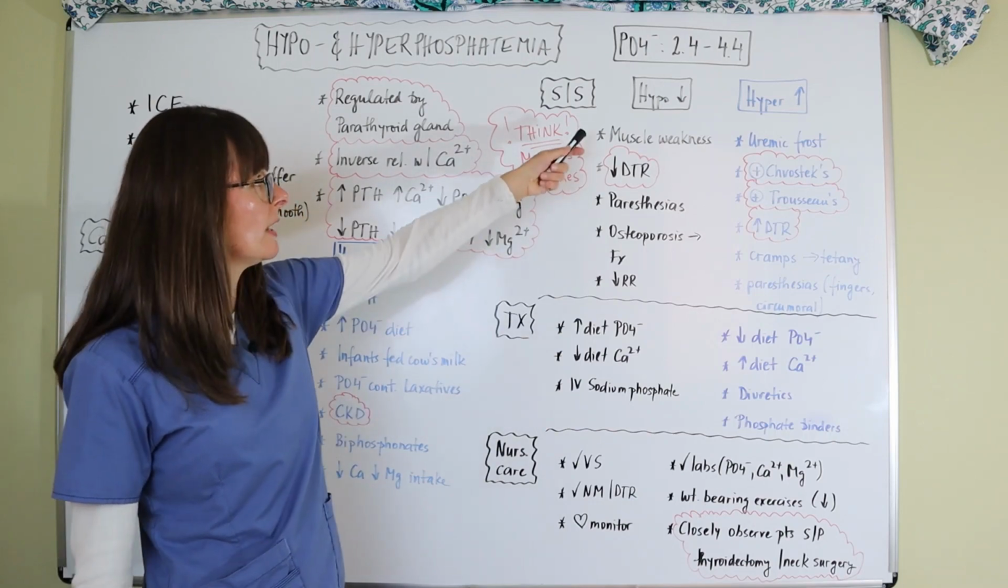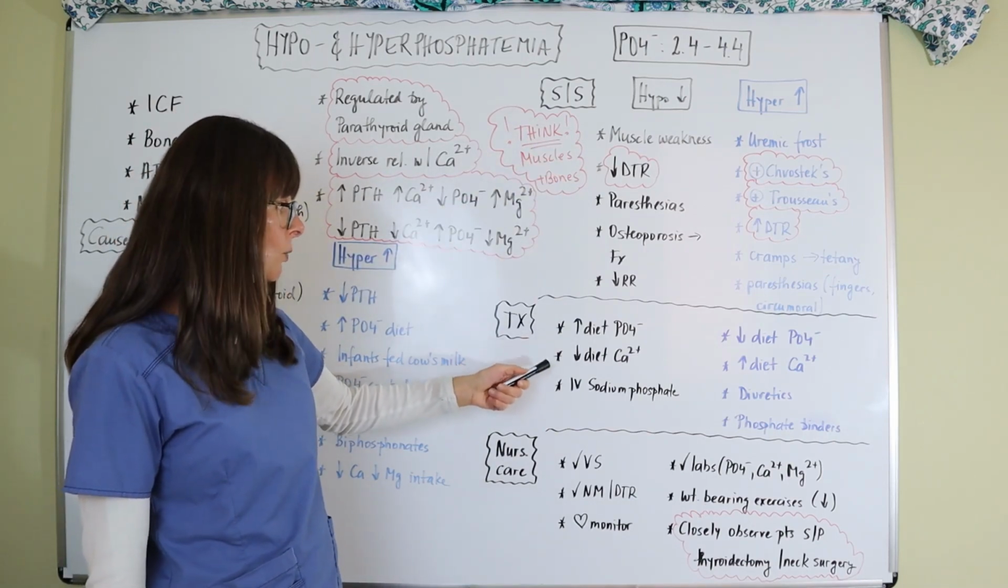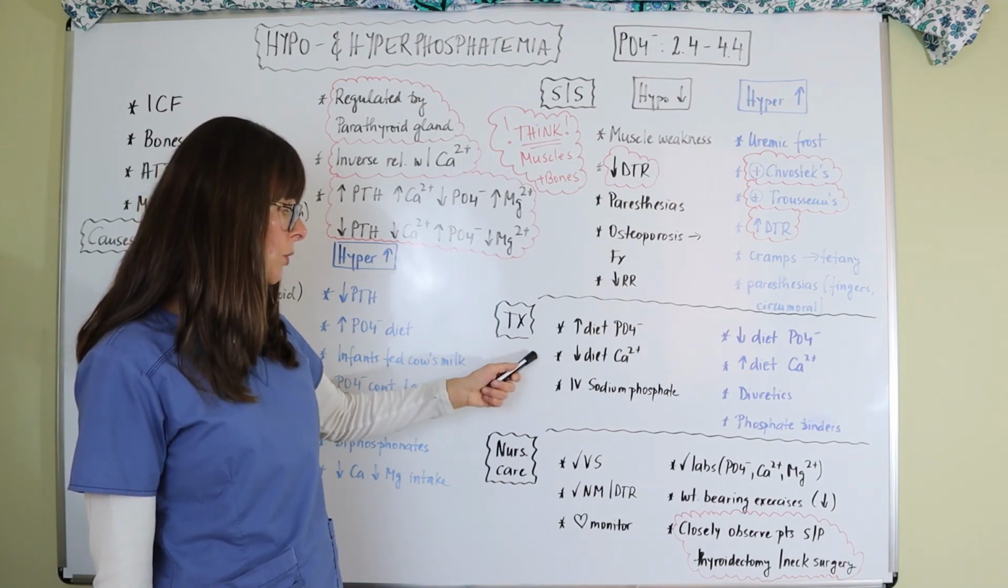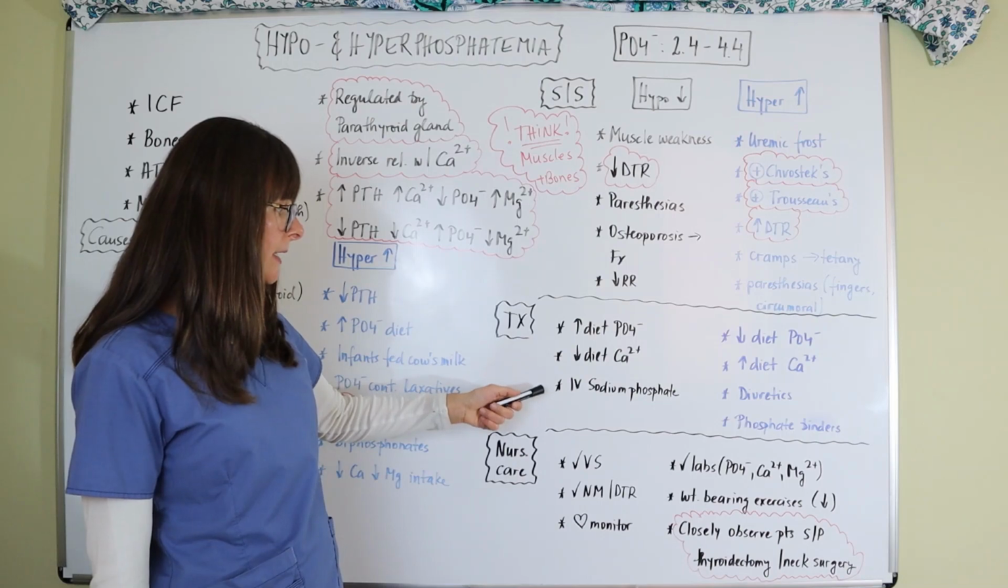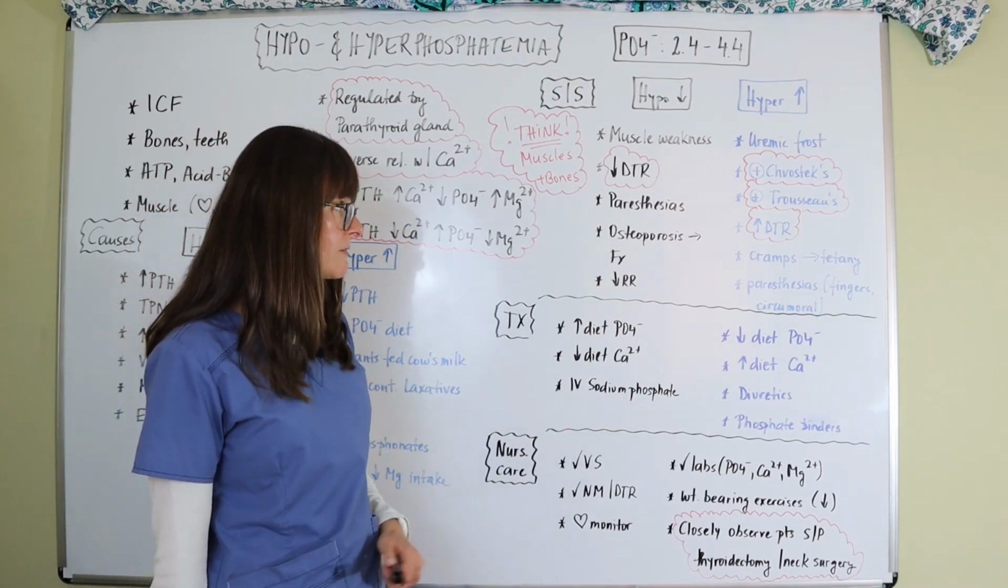Treatment. So if we have low levels of phosphorus, we're going to increase dietary sources, decrease dietary calcium because we know that those work together. And then in severe cases, we can also give the patient IV sodium phosphate.